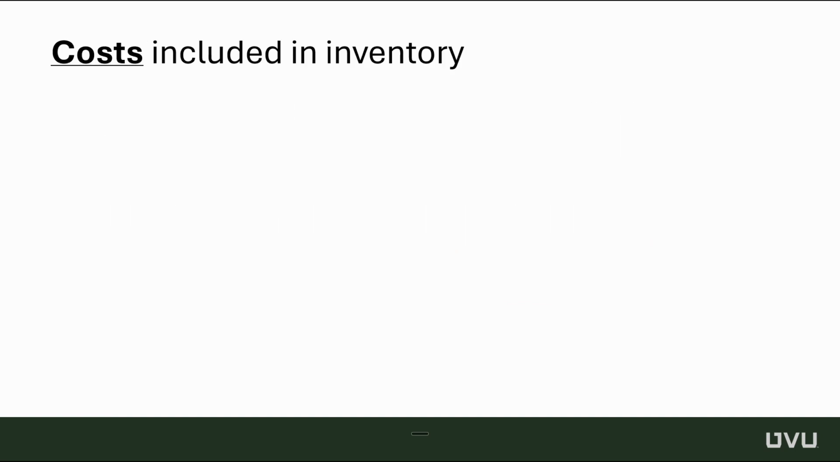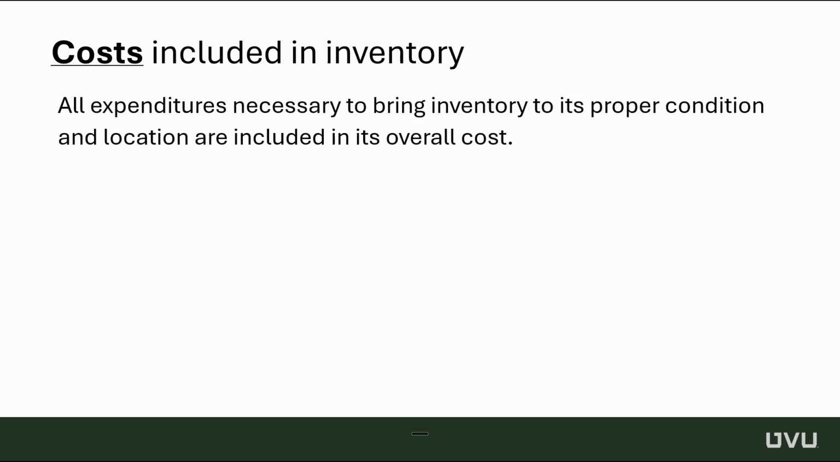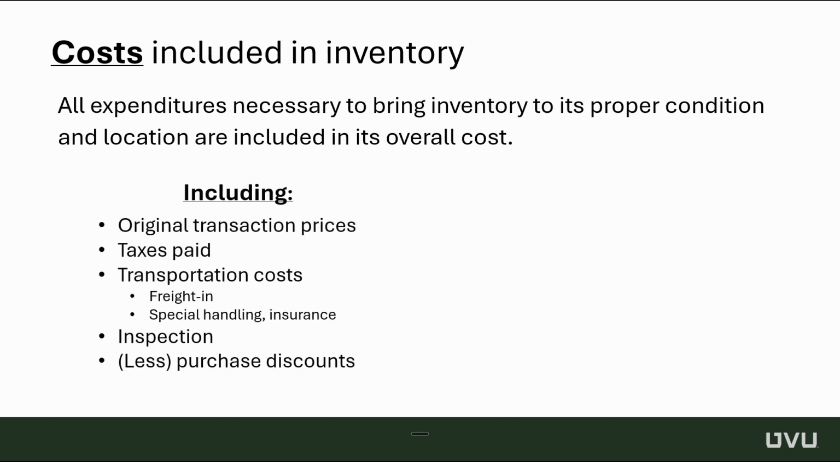For instance, one of the first things we need to determine in the initial measurement of inventory is knowing which costs can be included in its value. And per the language of the codification, we read that all expenditures that are needed to bring inventory to its proper condition and location are included in its cost, meaning the cost amount that will be put on the balance sheet for inventory.